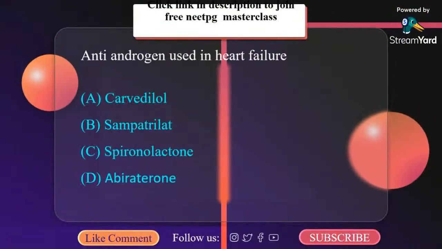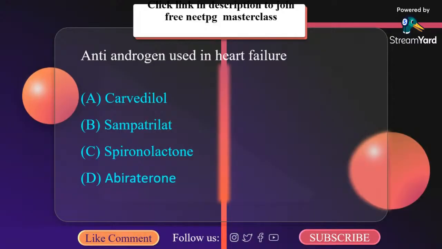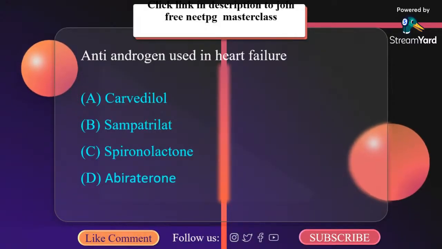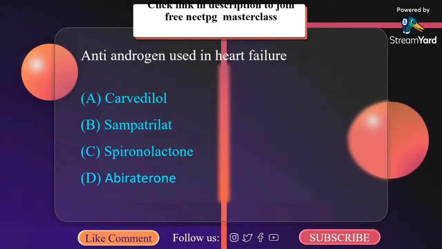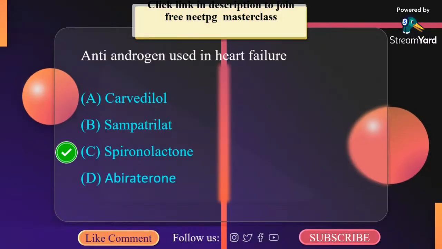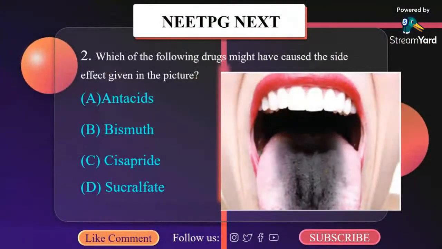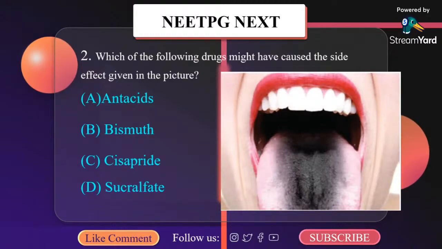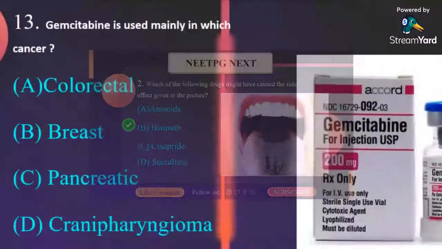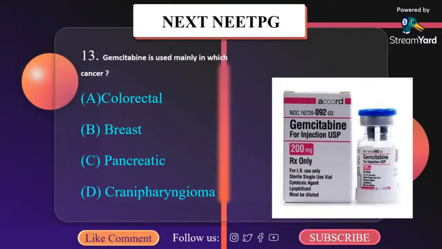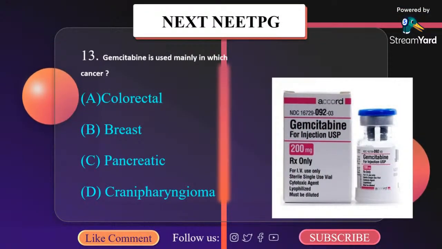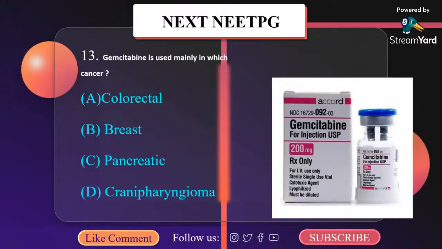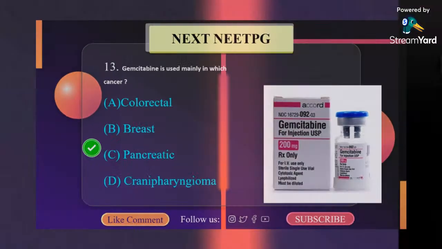Anti-androgen used in heart failure is A, carvedilol, B, sampatrilat, C, spironolactone, D, abiraterone. It is spironolactone. Which of the following drugs might have caused the side effect given in the picture? A, antacid, B, bismuth, C, sucralfate. It is bismuth. Gemcitabine is used mainly in which cancer? A, colorectal, B, breast, C, pancreatic, D, craniopharyngioma. It is used in pancreatic cancer.